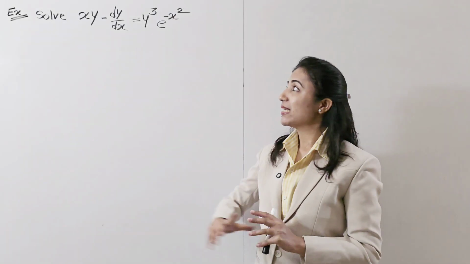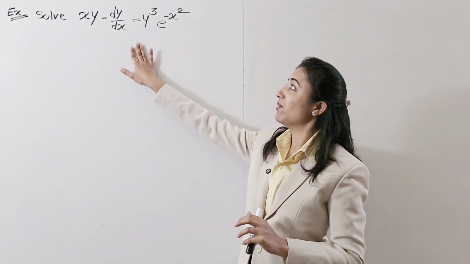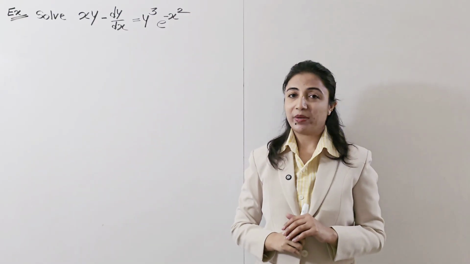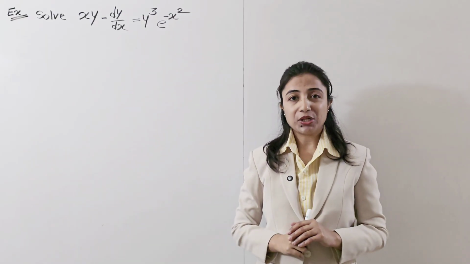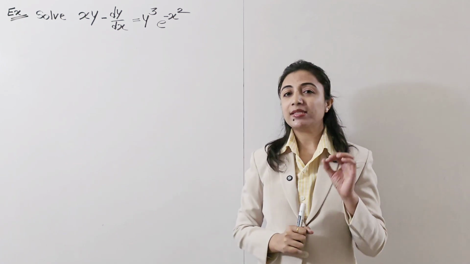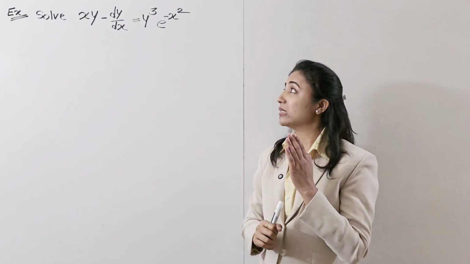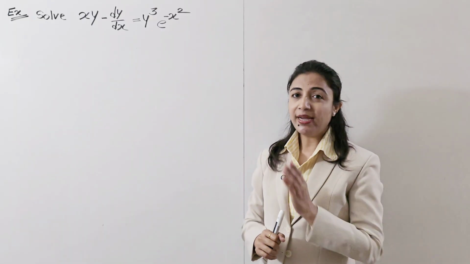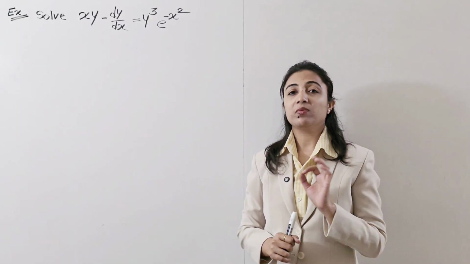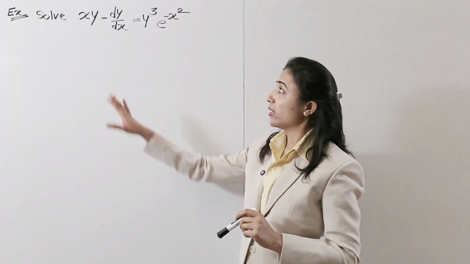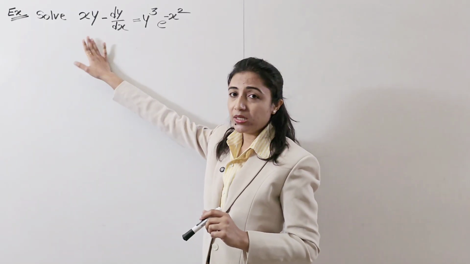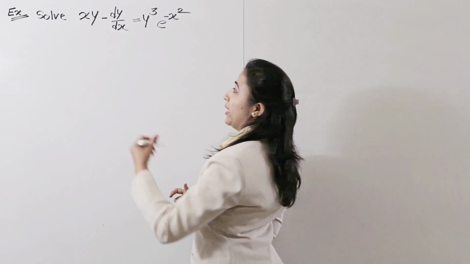Now here is the first example. xy minus dy by dx equals y cube e power minus x square. If we are given the differential equation, first try to write it in standard form. That means the first term is dy by dx, after that a function of x into y, and the right side contains only a function of x. So you have to shift this term first, that means you have to write dy by dx first.